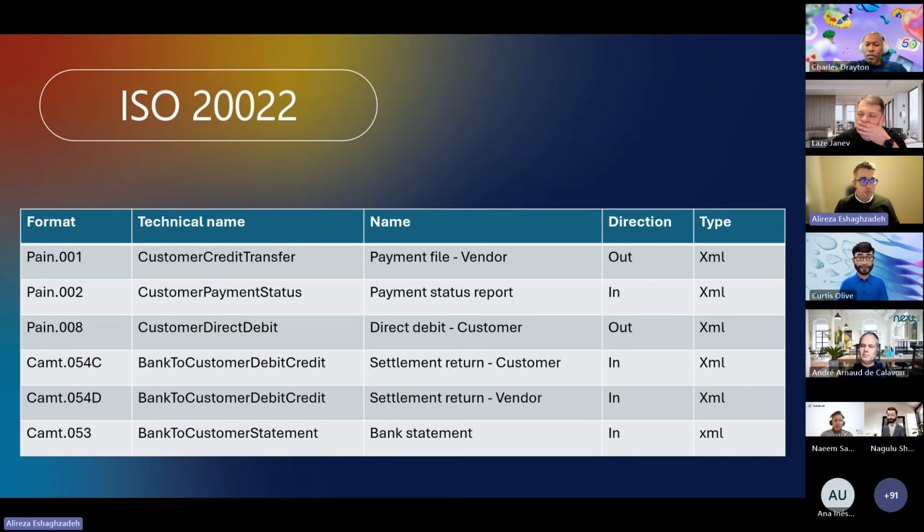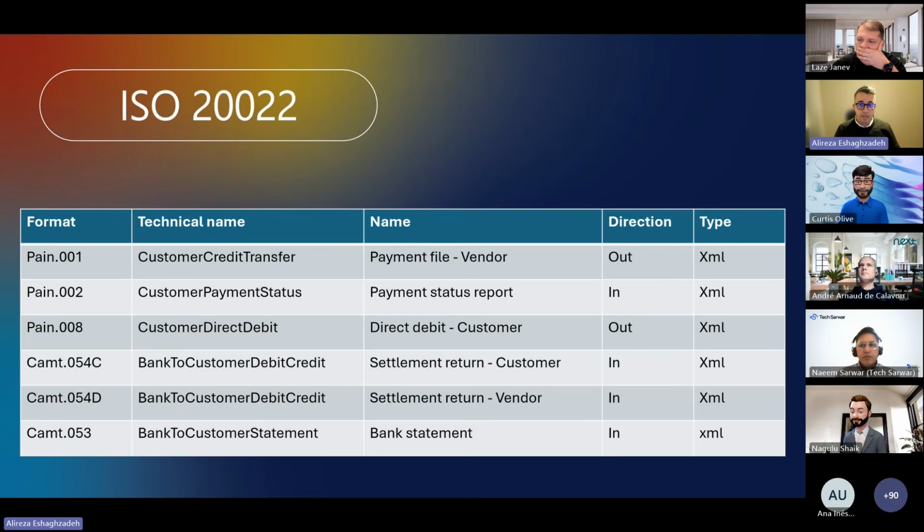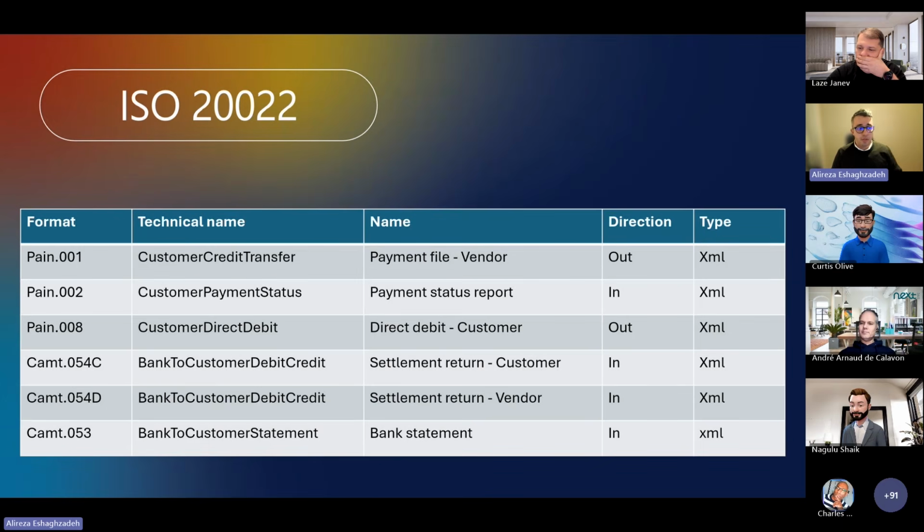Mostly in Europe. So we are working with ISO 20022, and it's also getting broadly used by other countries. So what is this process that has been assigned? There are some formats. This format has been assigned for creating the file sent to the bank, or importing the file from the bank as a payment status report to direct debit, or importing it as a settlement return or bank statement.